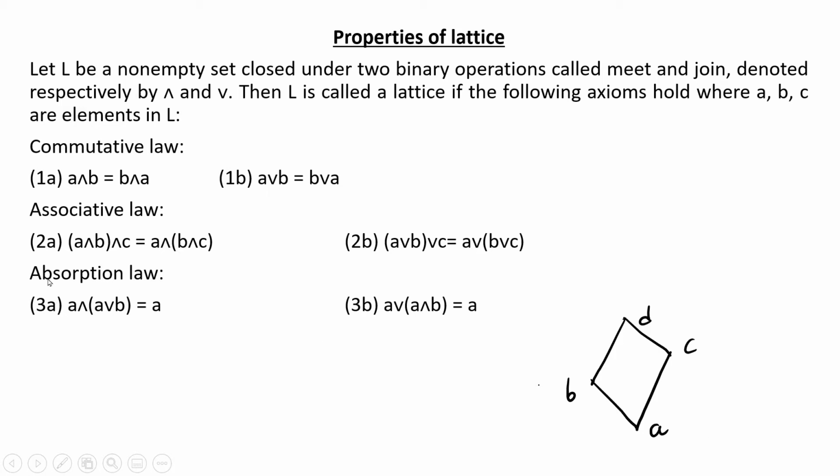Then we have absorption law like A meet (A join B) equals A. So A join B is least upper bound. So A join B is B. Then A meet B would be A. You can verify this also.